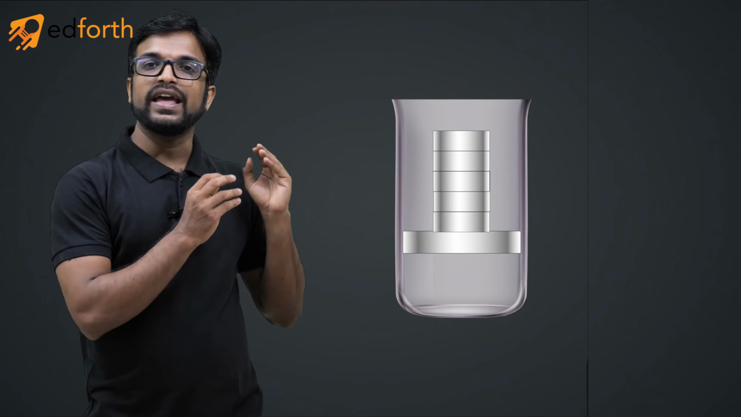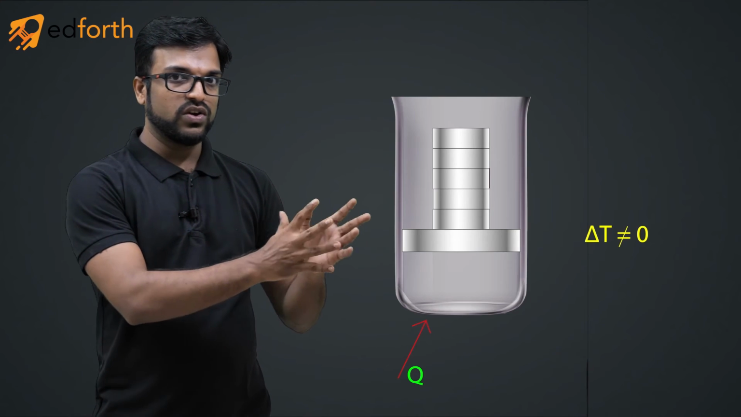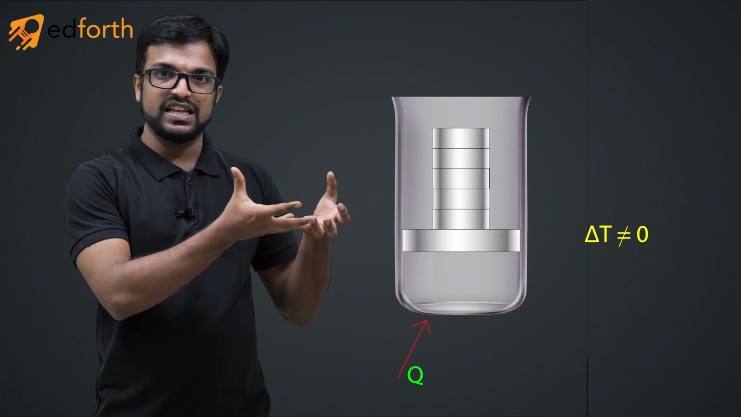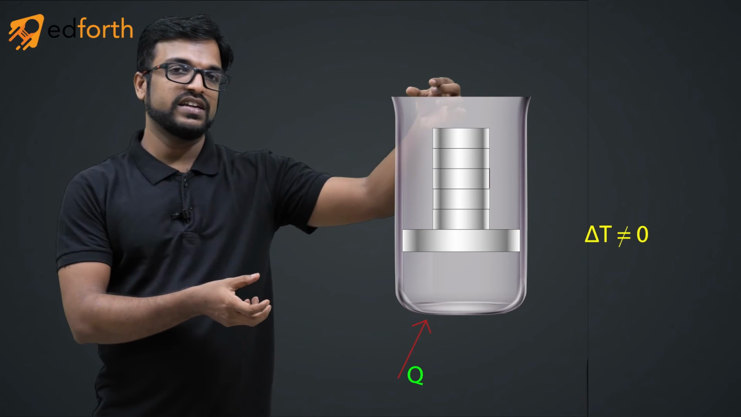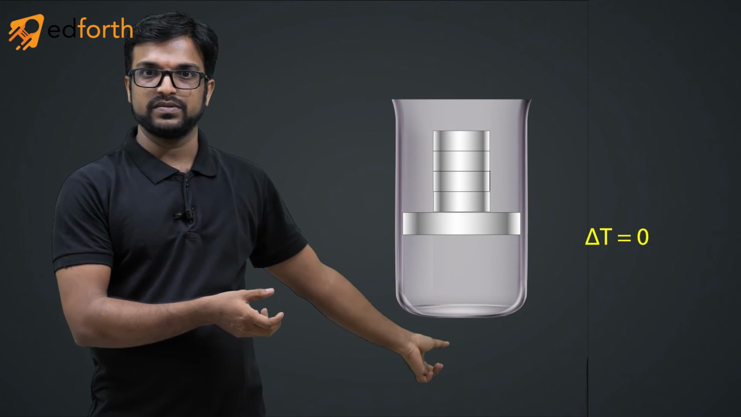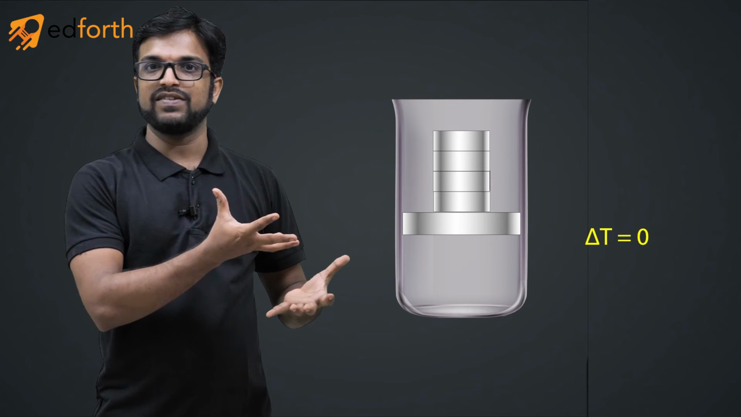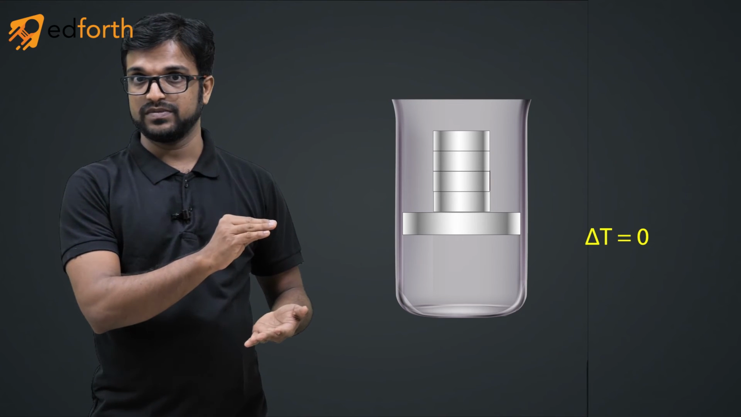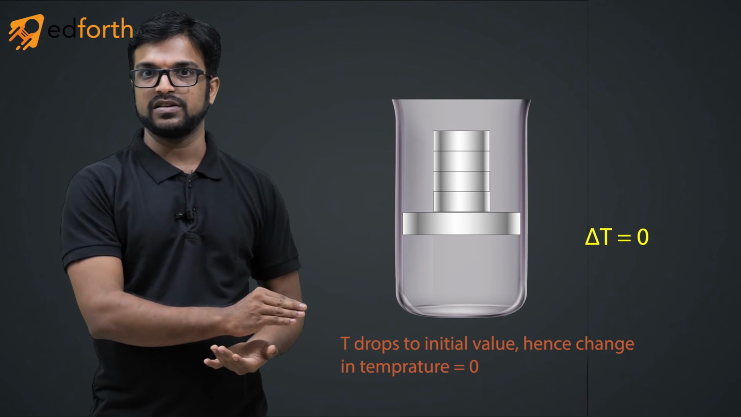I am going to do an isothermal process with supplying heat. Let's see that. I will apply a small quantity of heat. As a result, temperature will increase, right? Then I will take one small weight away. As a result, the gas will expand. When the gas expands, temperature drops back to the same initial temperature.